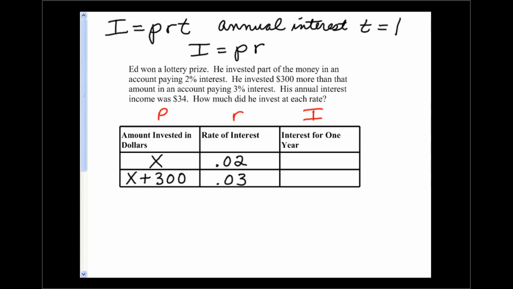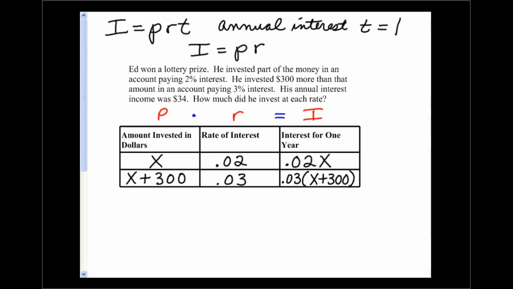Now the last column is the interest for 1 year. So we're going to take our principal P times the rate, which will equal the interest. So we'll multiply across the first row, 0.02x, and then we'll multiply across the second row, 0.03 times x plus 300.